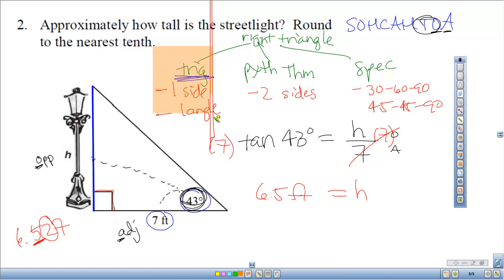But keep in mind this general idea of how you figure out what to do, what you've learned. Like, when do you do what? Trig: one side, one angle. Pythagorean theorem: two sides. And special right triangles when your angles are those particular angles.